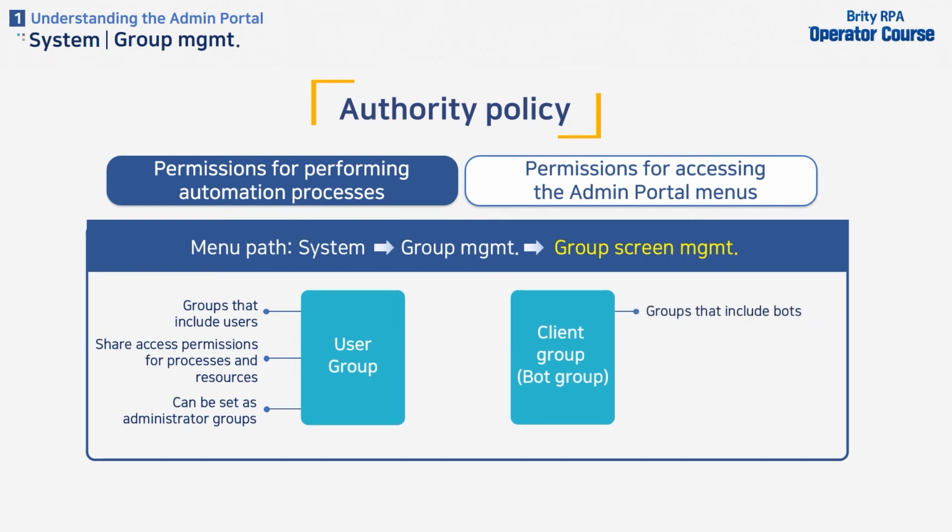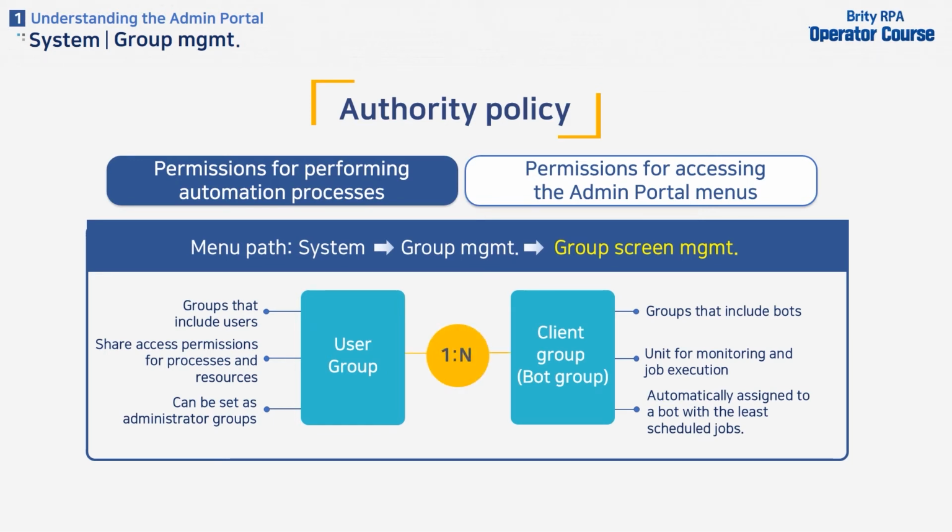Client groups refer to groups of bots and are used as the units for monitoring and executing jobs. When you assign a job to a client group instead of a specific bot, the bot with the least scheduled jobs within the group will carry out the job. You can also manage job executions by connecting a user group to multiple client groups.